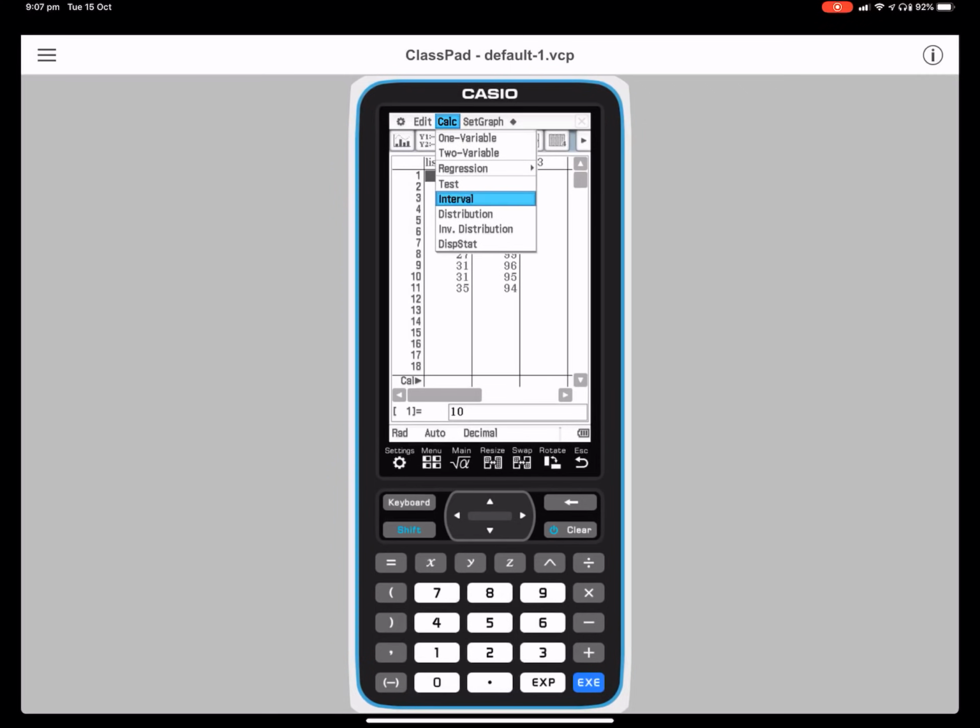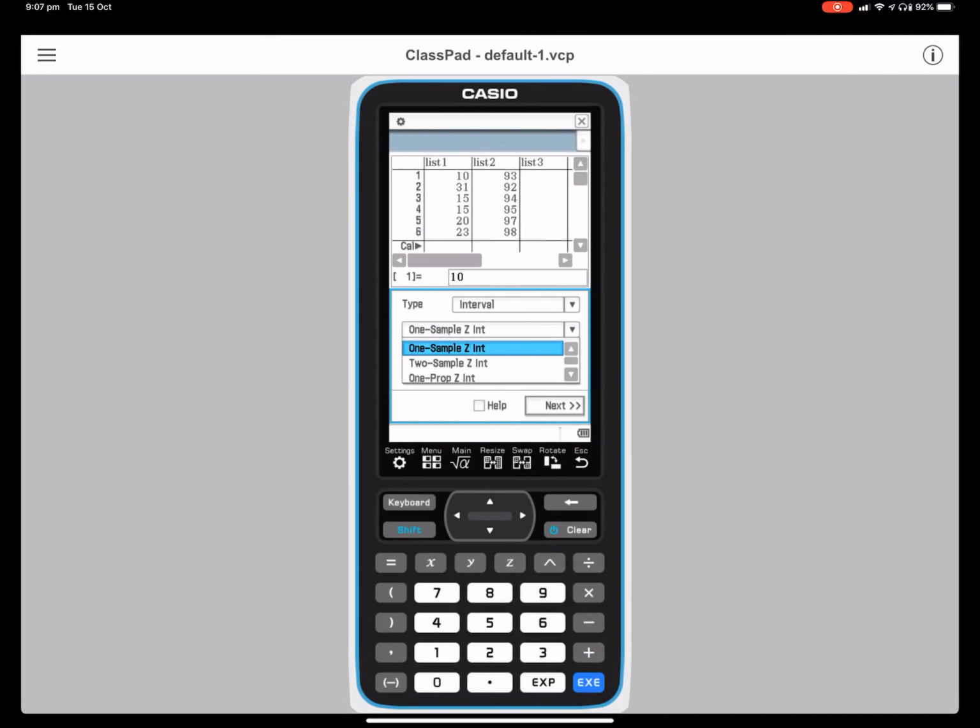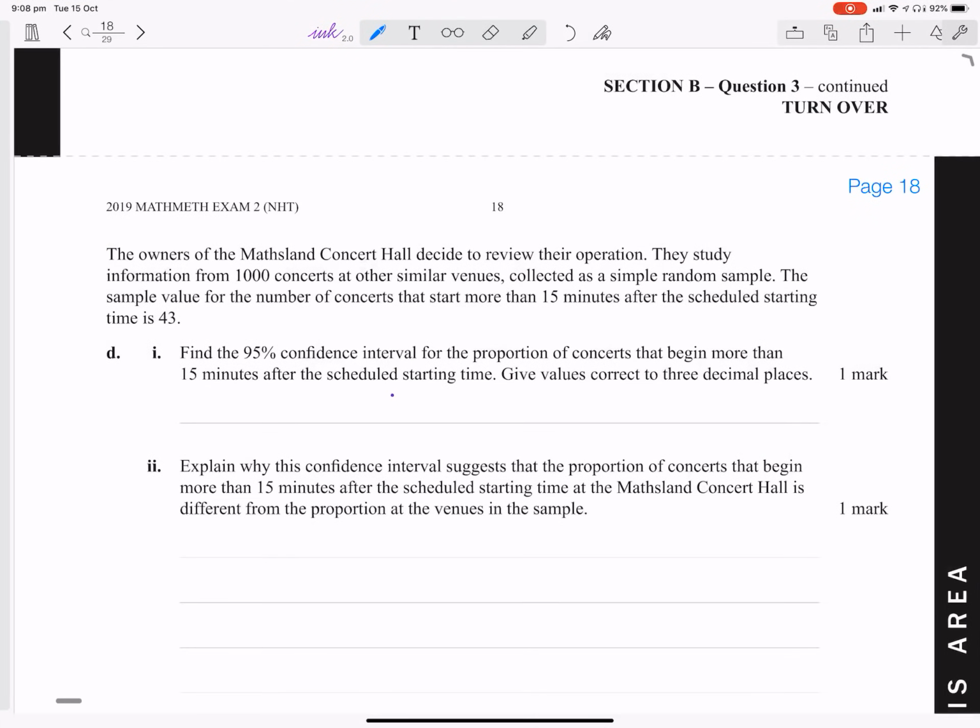Statistics, calc, interval, 1 prop Z, confidence level is 0.95, X is 43, N is 1,000. So 0.030 and 0.056. 0.030, 0.056.